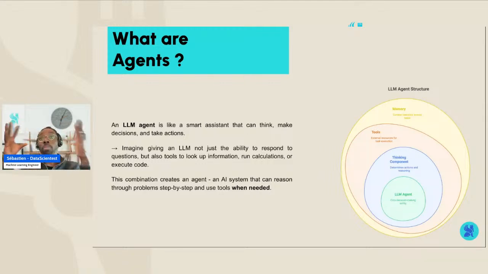So an agent is a compilation of different things. Of course, you have the LLM. The LLM needs to have some thinking capability, and then you connect different tools and you include the memory, and then you end up with an agent.